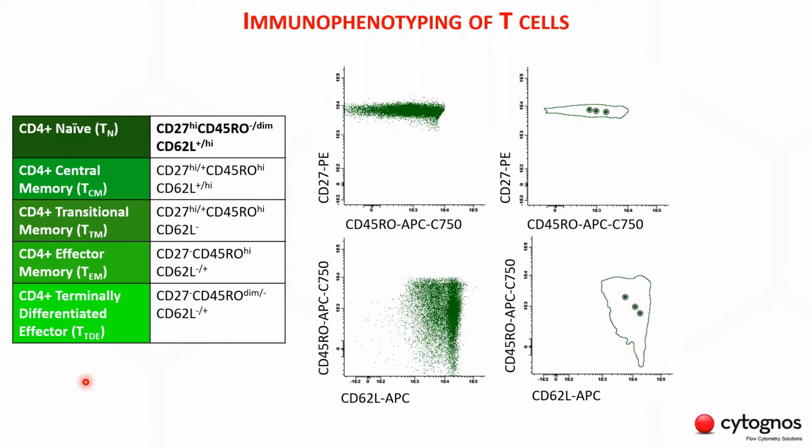So let's jump now into the main T cell subpopulations that can be identified with this combination. We will see first the different CD4 positive T cells using the maturation markers, I mean CD27, CD45RO, and CD62L. So we will use mainly two dot plots, the CD27 versus CD45RO and the CD45RO versus CD62L. Let's start with the naive CD4 cells, in dark green here. These cells are characterized by high expression of CD27, but dim or negative expression of CD45RO. These cells also have a high expression of the CD62L marker.